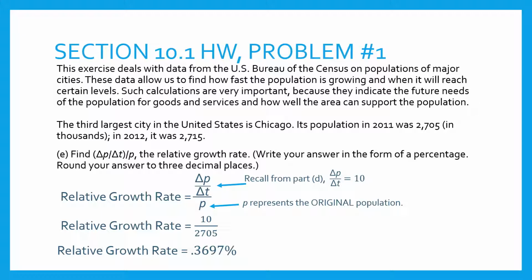The last thing we need to do is round this to 3 decimal places. All right, so if you look at the 3rd decimal place here, we need to look 1 over to the right to determine if we need to round up or down. Since the number to the right is 7, we need to round up, which makes this 0.370%.